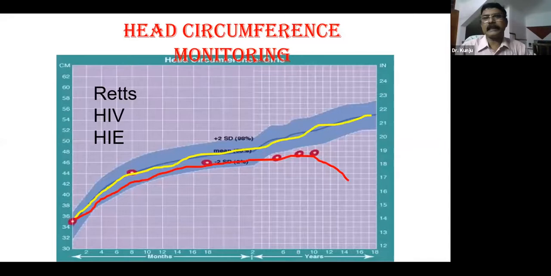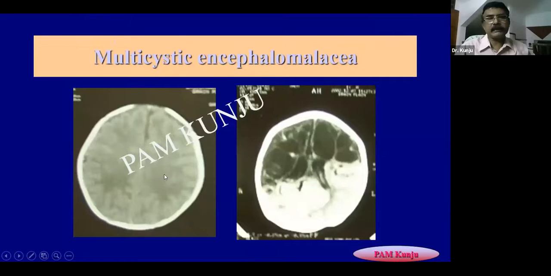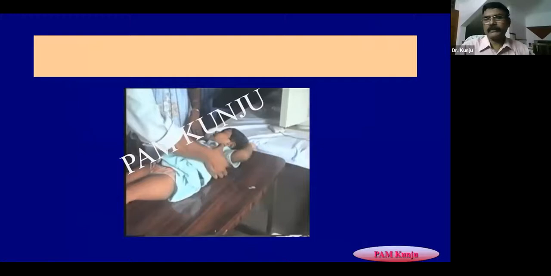So the other conditions which can have this sort of acquired microcephaly, remember, HIV and HIE: HIV encephalopathy and hypoxic ischemic encephalopathy. In hypoxic ischemic encephalopathy, you can see that hypoxia has led to the caving in of the skull. And so you can pull down the scalp hair and see the scalp. And you just try to pull your scalp, you can't. So this is an acquired microcephaly, secondary to hypoxia in the newborn period, but later she developed multicystic encephalomalacia and microcephaly. So these children will be having MRCP, all of us know: mental retardation, cerebral palsy, and microcephaly.